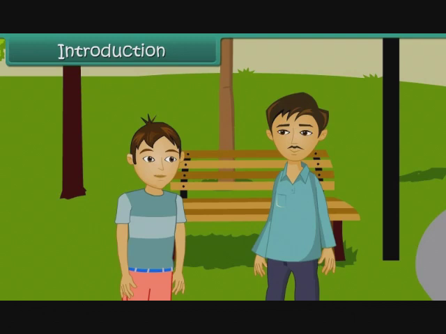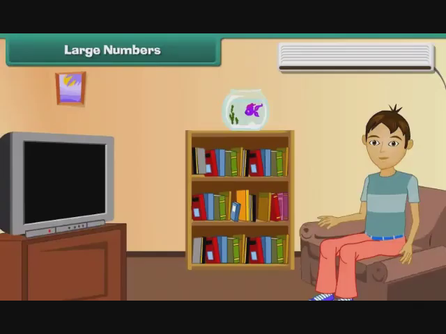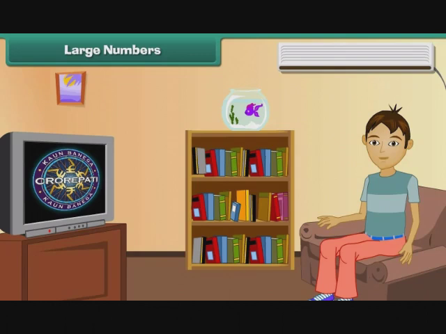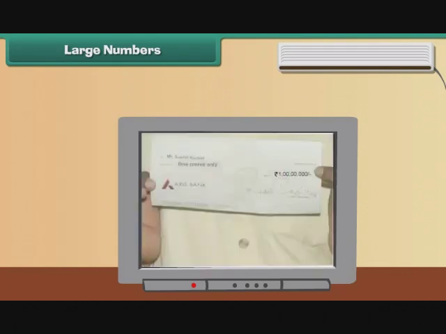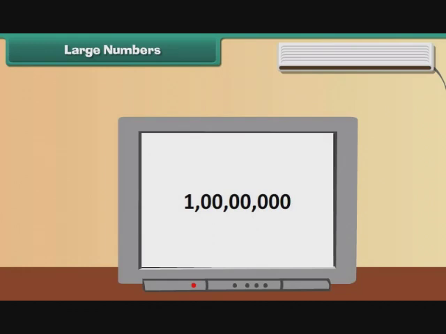In this lesson, you will learn about large numbers. Large numbers. Raman is watching the reality show Kaun Banega Karodpati. The contestant on the hot seat wins 1 crore rupees. The host signs and hands him a check containing lots of zeros. Raman is eager to know the exact number of zeros in 1 crore.